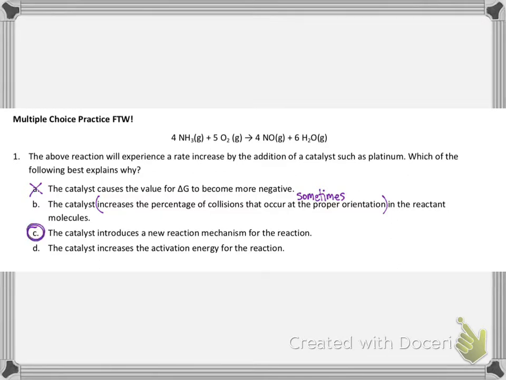However, answer choice C, this one is always correct. A catalyst introduces a new reaction mechanism, and that's how it causes the rate to, in fact, increase. Which means, of course, the catalyst does not increase the activation energy, it decreases it. If it increased it, that's actually called an inhibitor. That would slow it down. That's the opposite. So C was the correct answer choice.